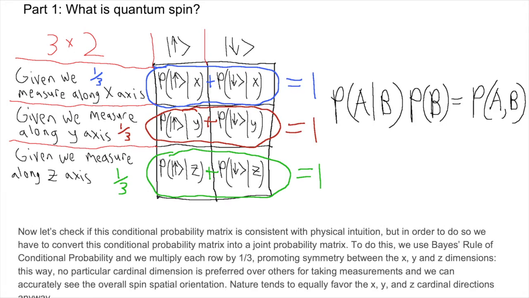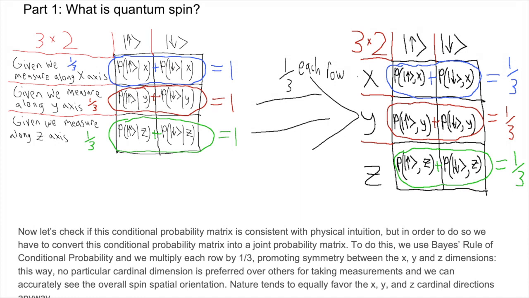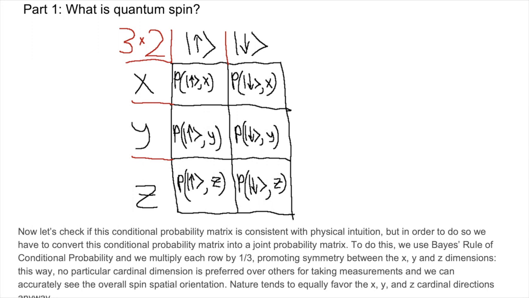Now let's check if this conditional probability matrix is consistent with physical intuition, but in order to do so, we have to convert this conditional probability matrix into a joint probability matrix. To do this, we use Bayes' rule of conditional probability, and we multiply each row by 1/3, promoting symmetry between the x, y, and z cardinal dimensions. This way, no particular cardinal dimension is preferred over others for taking measurements, and we can accurately see the overall spin spatial orientation. Nature tends to equally favor the x, y, and z cardinal directions anyway.